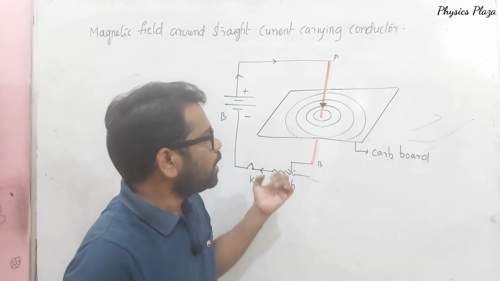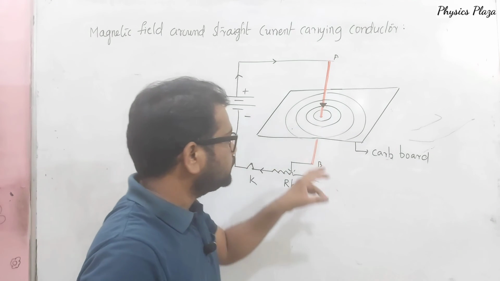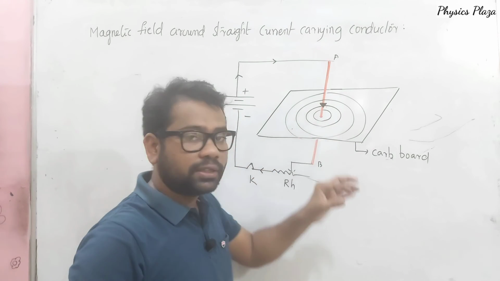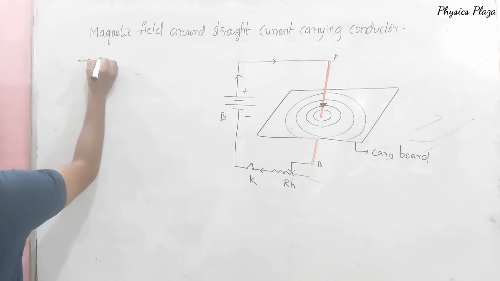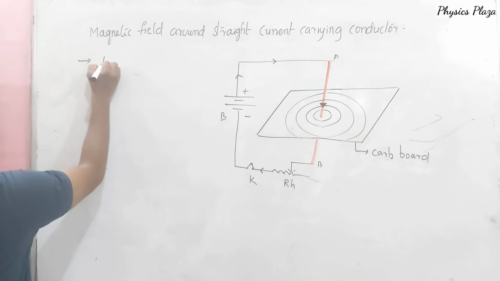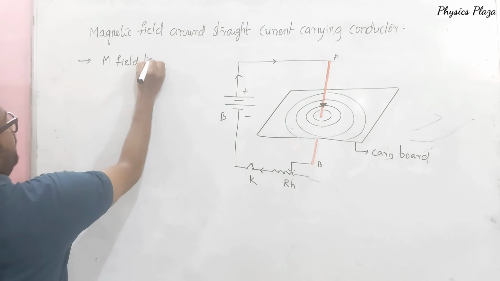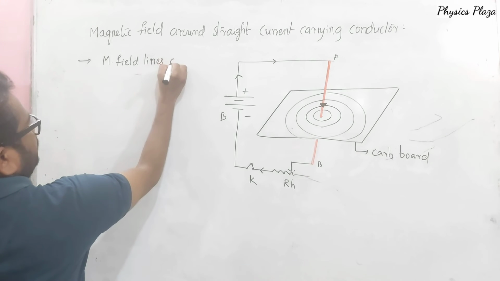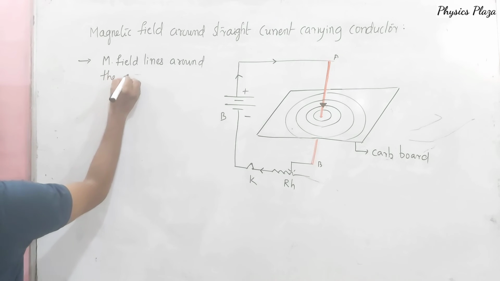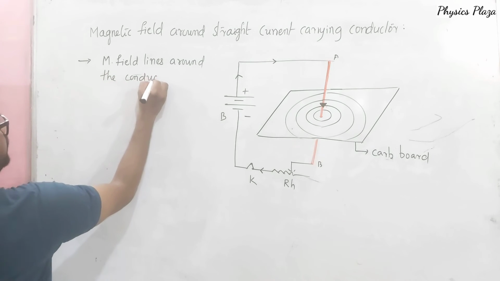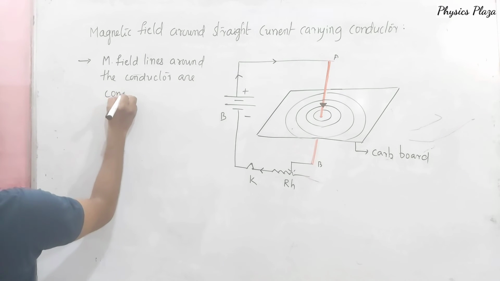But the question is, how are these magnetic field lines? Of course, the first point is very important. The magnetic field around the current carrying conductor is concentric circles. Children, it's very important. So here, magnetic field lines around the conductor, that is a straight conductor only, are concentric circles.